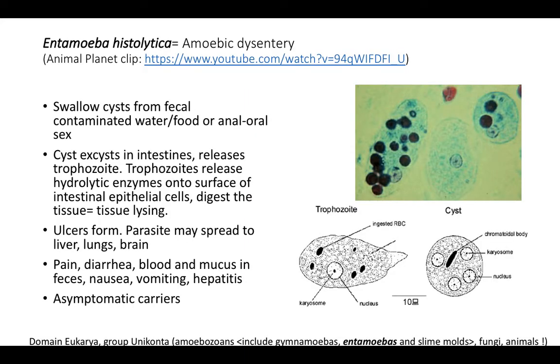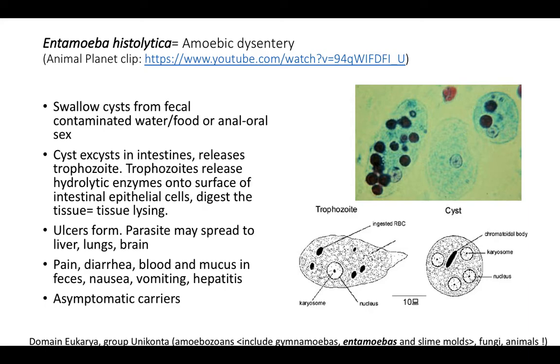Entamoeba histolytica is an amoeba, so it uses pseudopodia for movement and for ingestion. The trophozoites in the intestine will attach to the surface of the intestinal epithelial cells, form protein pores in the cells, kill them, and then eat them. So we often end up with a bloody dysentery, so the feces has mucus and blood in it. Sometimes it's called raspberry jam feces.